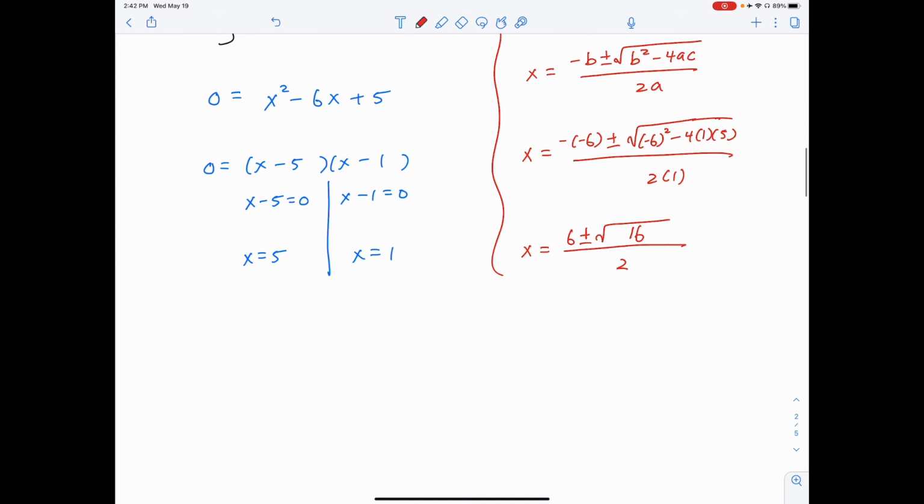As we continue, we'll see here that x is equal to 6 plus or minus the square root of 16, which is 4, and all that over 2. So now we see here that we get plus or minus in between. So how do we differentiate?